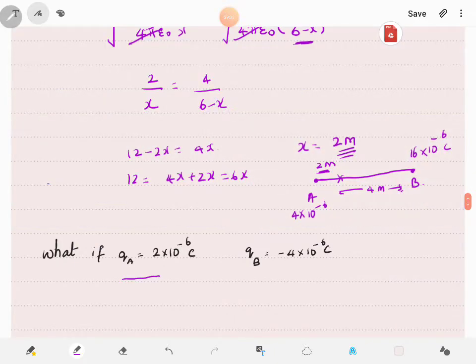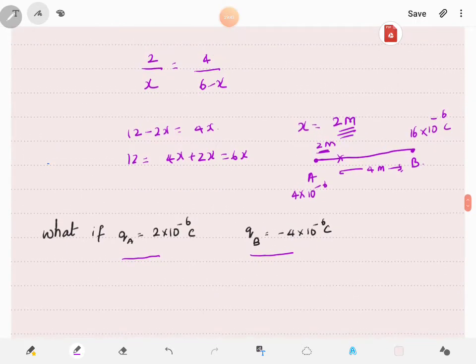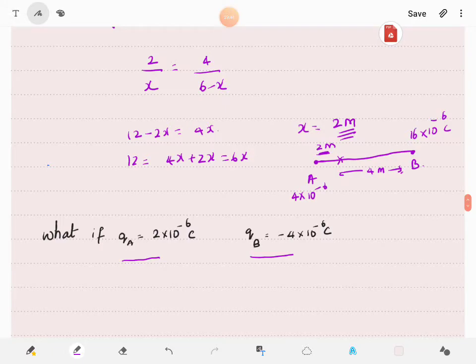See, in this case, I have taken one positive charge and one negative charge. Let us apply the same principle that we have learned in the previous problem. So we have 2 into 10 power minus 6 and minus 4 into 10 power minus 6 Coulomb. And let's keep the distance to be 6 meter itself. Now tell me from the question, which is the smaller charge?